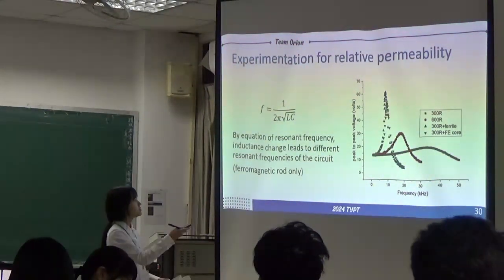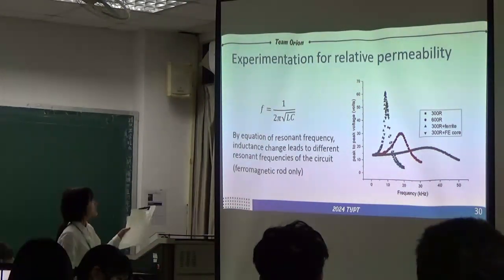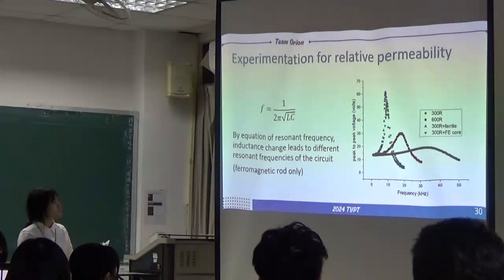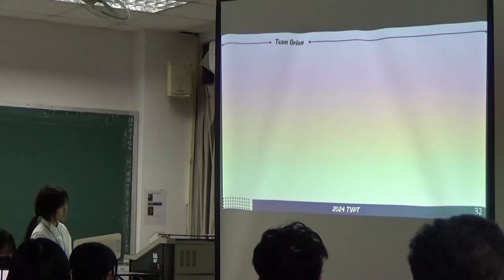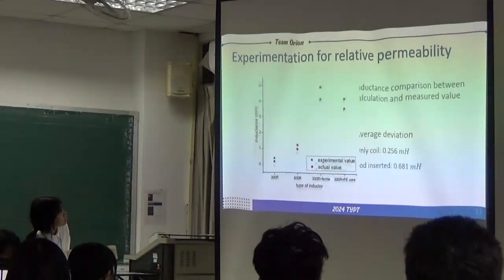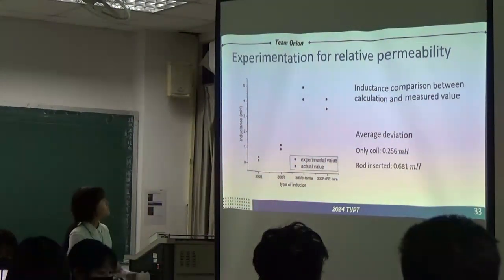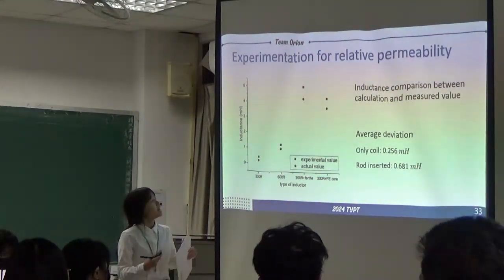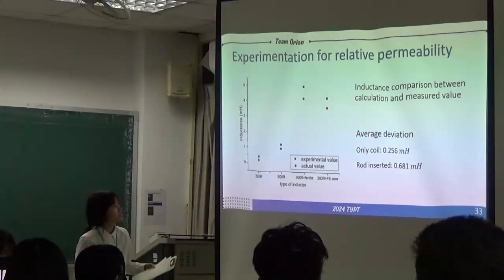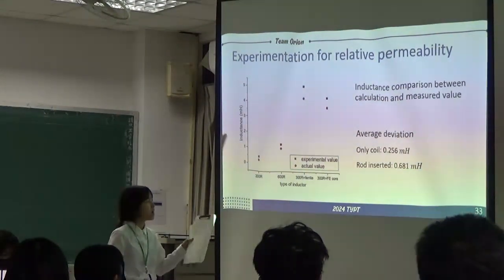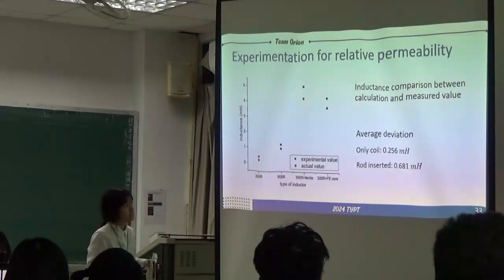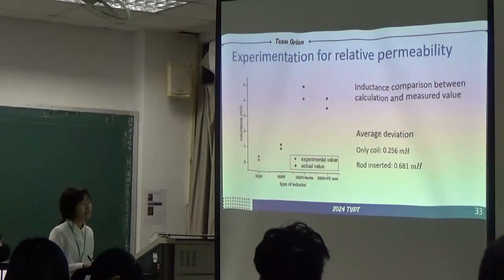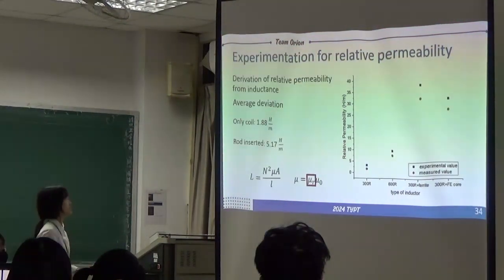It is frequency to the peak-to-peak voltage, and by equation to the resonance frequency, inductance transfers to different resonance frequency of the circuit. This is our experimentation for relative permeability. Inductance comparison between calculation and measured value. And the average deviation is only 0.256 mph, and the rod inserted is 0.681 mph. So I think our experiment is quite good.